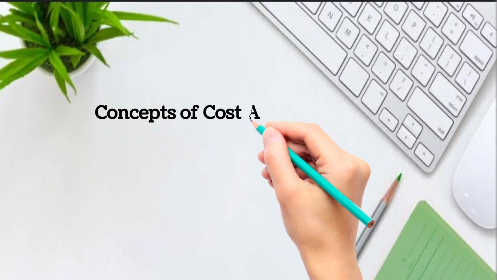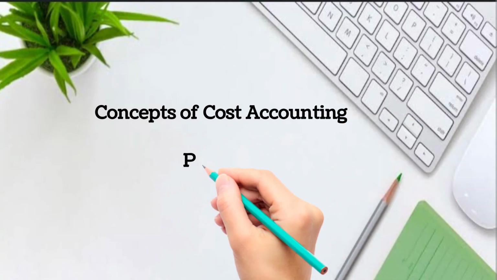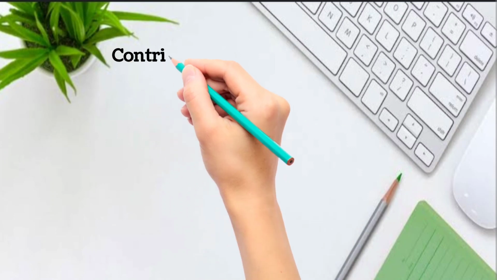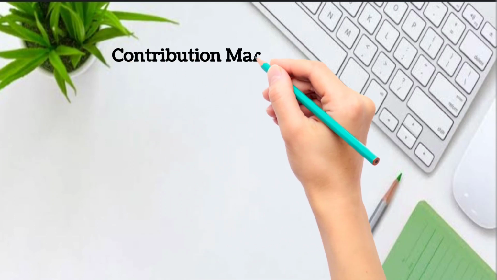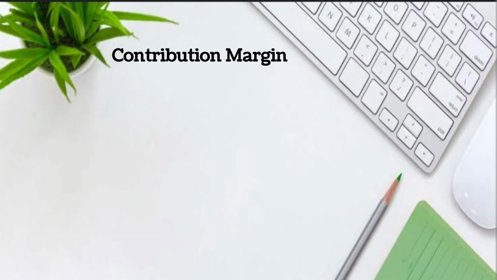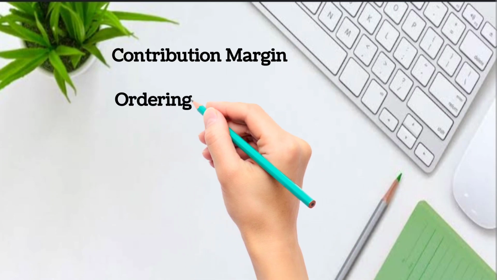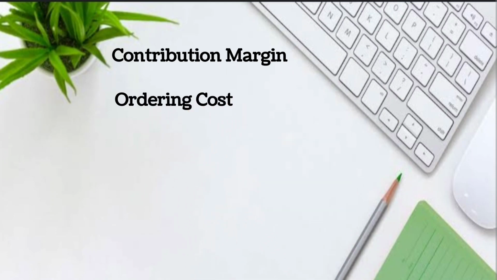In this class also we are continuing with the concepts of cost accounting. Okay, the next concept is contribution margin. This margin is the difference between the sales price and the variable cost. So that is a contribution margin. Ordering cost. Ordering cost represents the cost to place an order, that is up to the stage until the material is included as inventory. So that is known as ordering cost.